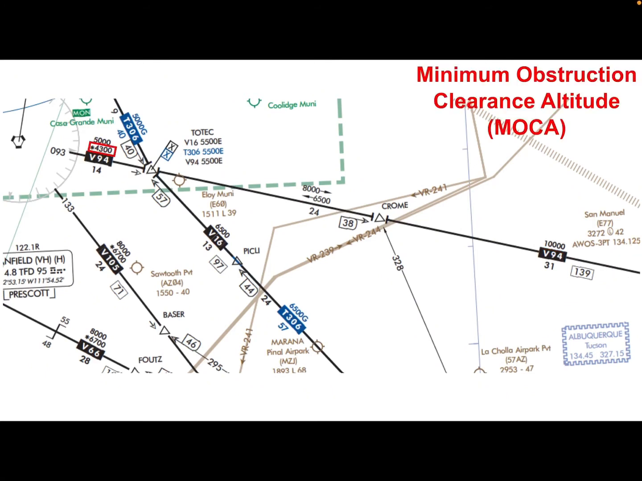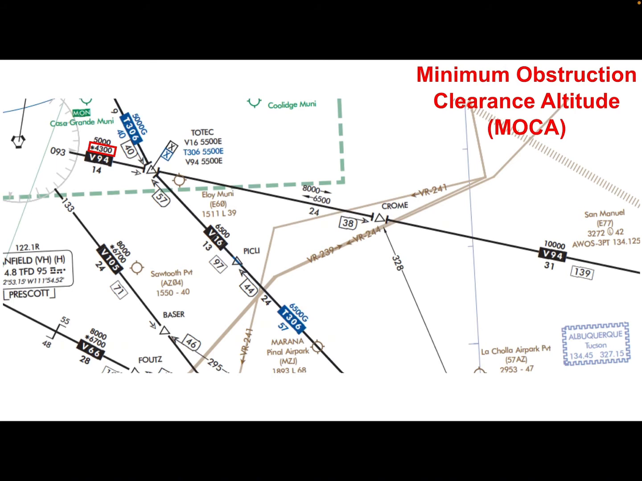Next, let's talk about the minimum obstruction clearance altitude, or the MOCA. Sometimes there will be multiple altitudes listed for a route, like this one highlighted here with an asterisk. Altitudes listed below the MEA with an asterisk are called the MOCA, or the minimum obstruction clearance altitude. The MOCA is the lowest altitude on airway segments that guarantees you 1,000 feet of obstacle clearance above the highest obstacle in designated non-mountainous terrain and 2,000 feet of obstacle clearance above the highest obstacle in designated mountainous terrain.